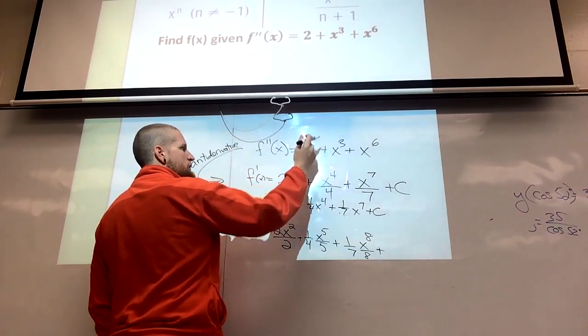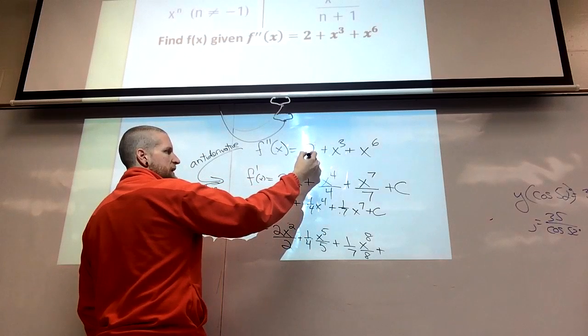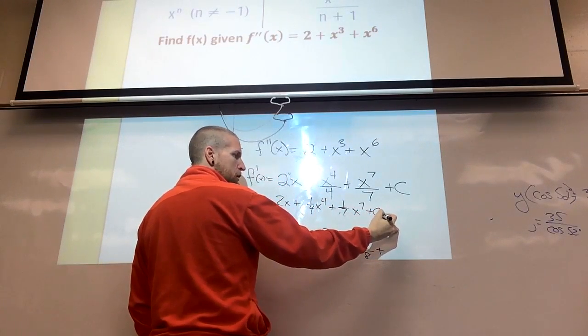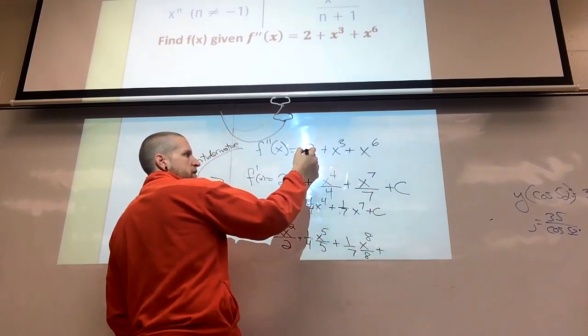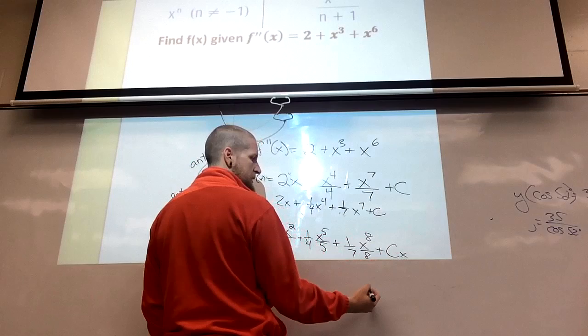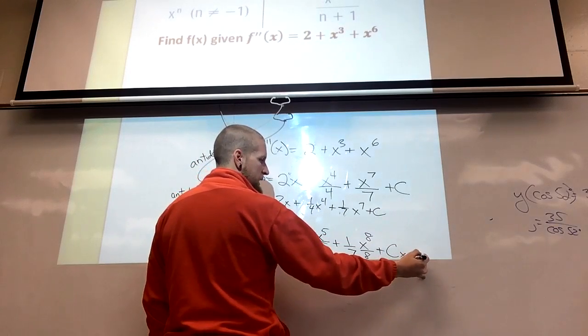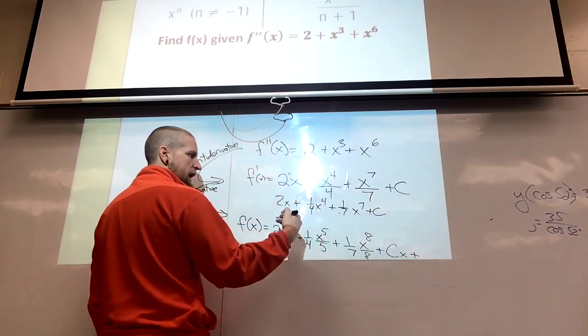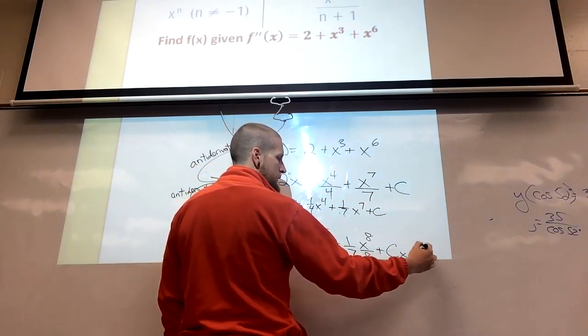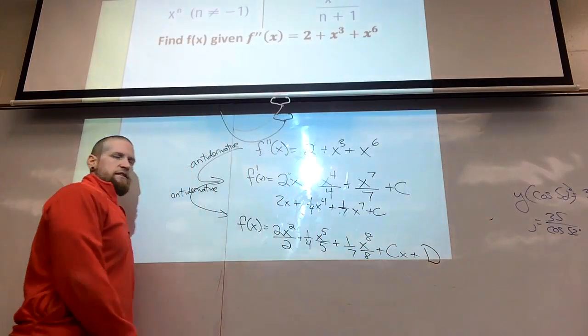Just like when we started, right, when I went from 2 and we did the antiderivative of 2, it becomes 2x. Since C is technically a number, you treat it the same way as I treated the 2 up there. So when I do the antiderivative of C, it becomes Cx. And then now, since I've done every antiderivative, I have to add a specific letter for a constant on there. So we'll do D's the next one up.